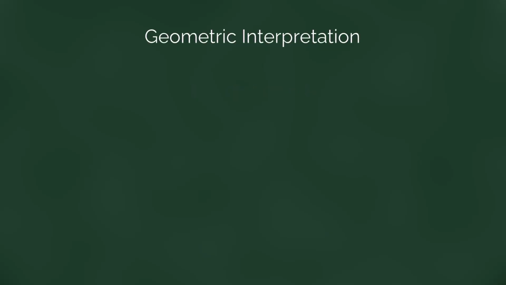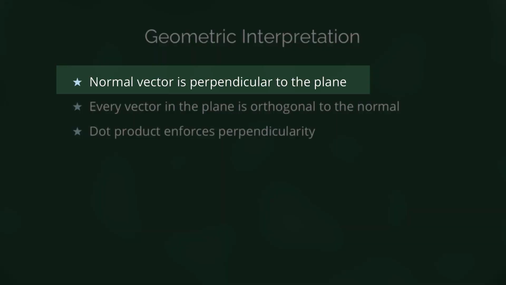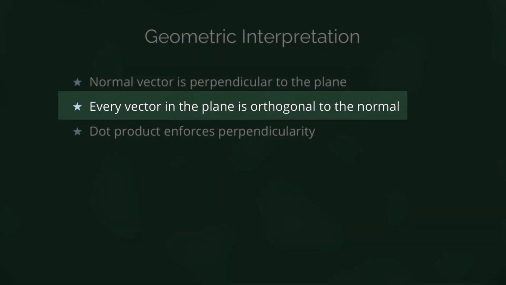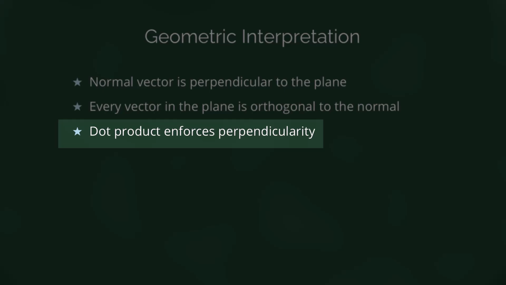We can interpret each of these algebraic equations geometrically by remembering that the normal vector a, b, c is going to be perpendicular to our plane. Every vector in the plane has to be orthogonal to that normal vector. And we can check that condition by looking at dot products. The dot product of any vector within the plane and the normal vector must be 0.